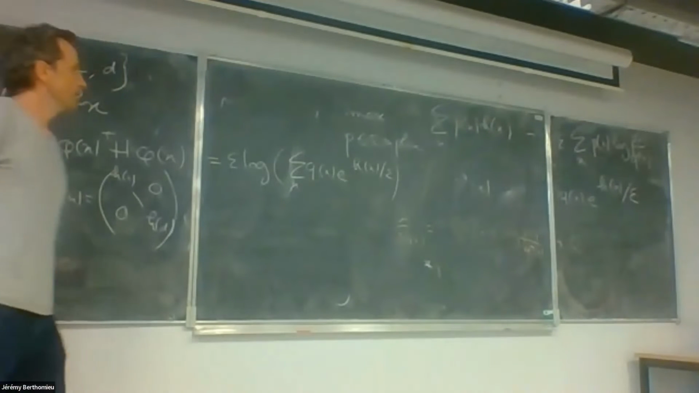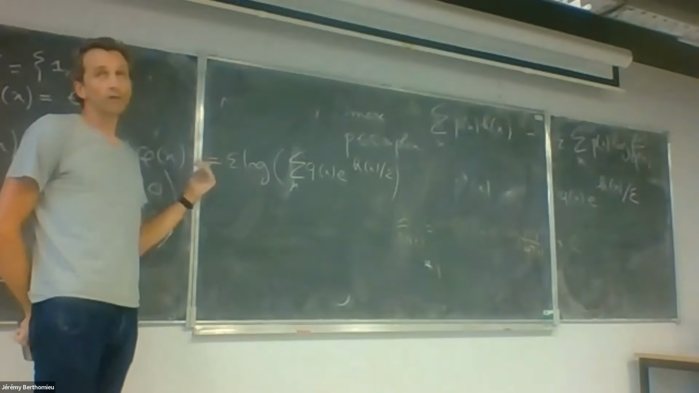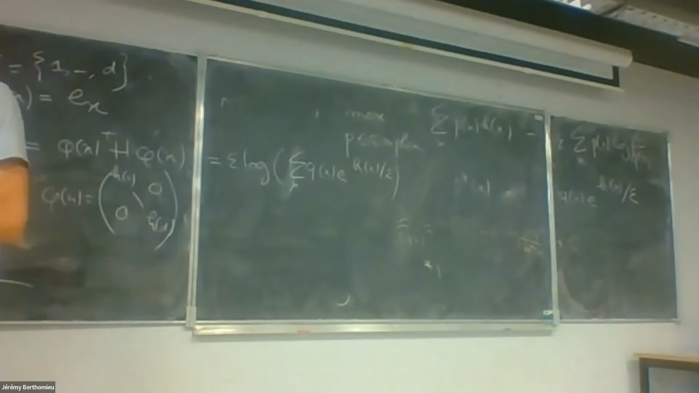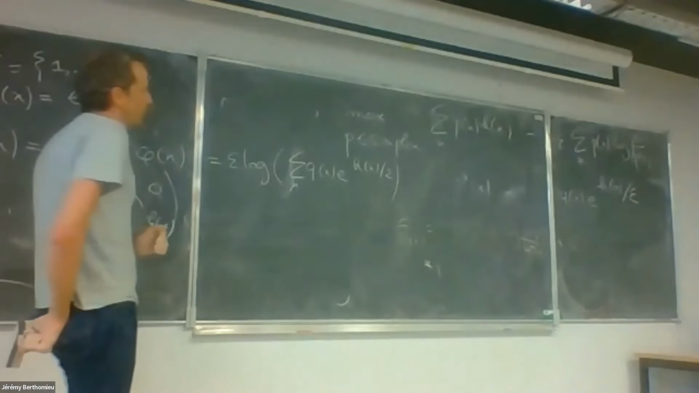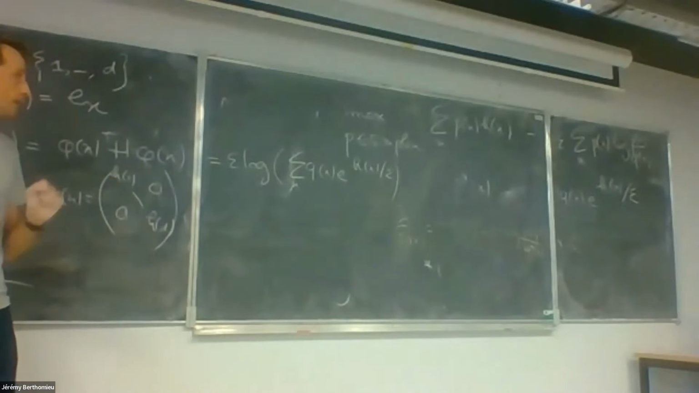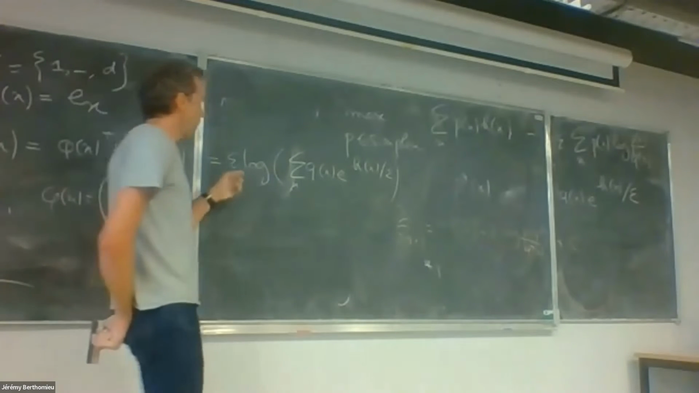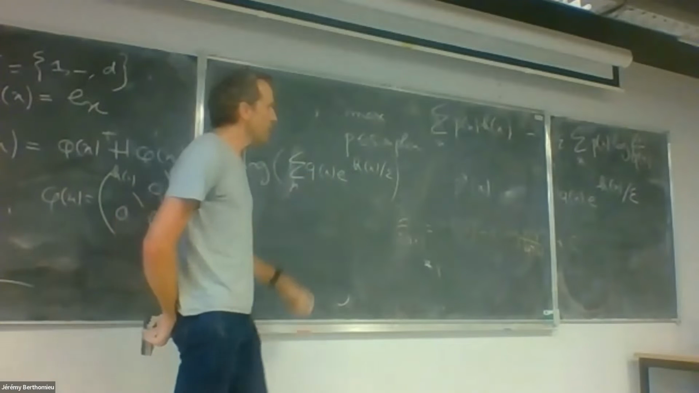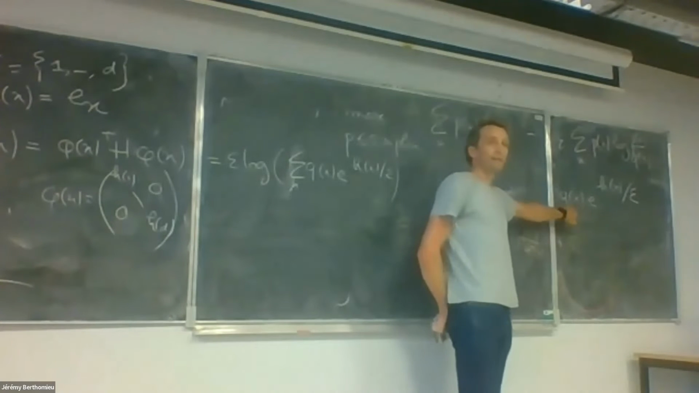Right. So this is very often used for smoothing the maximum. We use it a lot in optimization. But from the probabilistic point of view, the interpretation is different. This is just the normalizing factor of that distribution.